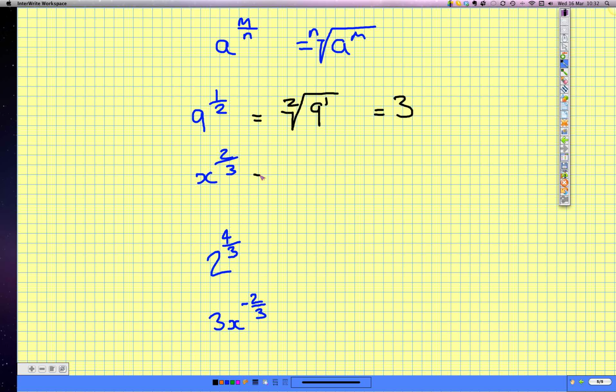Let's have a look at this example below now, which is x to the power of 2/3. Well, follow the power law in writing out. This becomes x squared, all cube rooted.